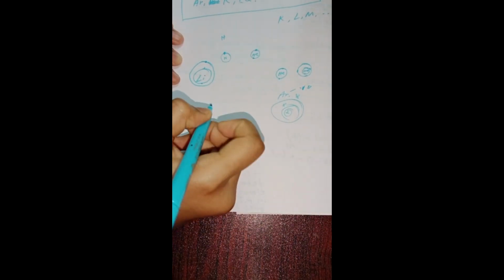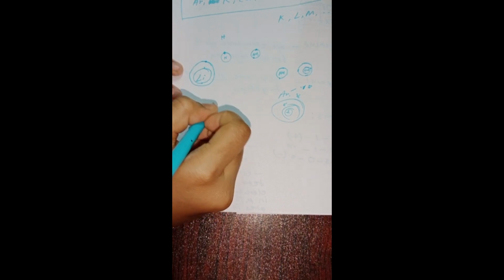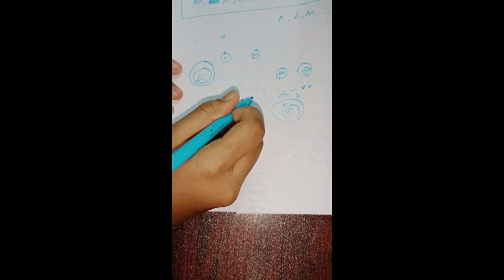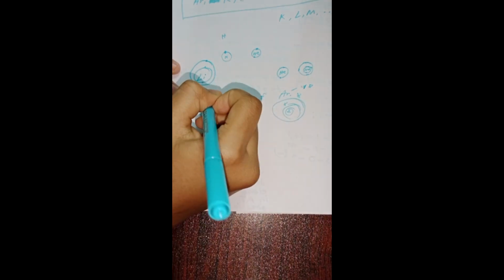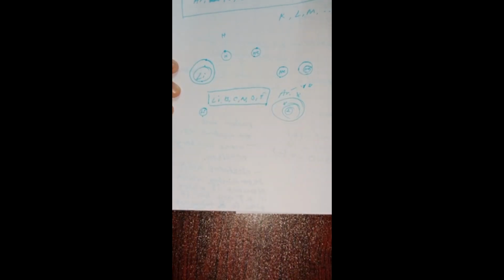Now you will be asking how do these other ones work, like lithium, beryllium, boron, carbon, nitrogen, oxygen, fluorine. You see, these unstable elements combine themselves into an atom. Now you might be asking why and how. Well, I'll be giving you an example.